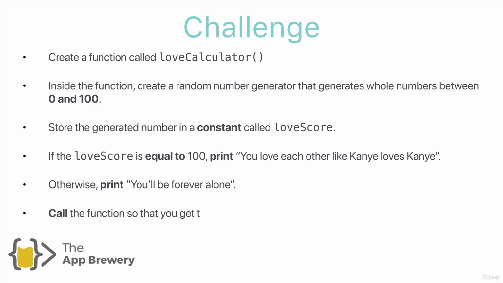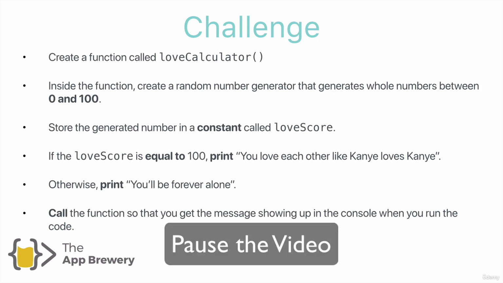Then finally, call the function so that you get a message showing up in the console, and 99 out of 100, it's probably going to say you'll be forever alone. So feel free to modify my messages as you wish. So basically, you'll have two messages, and depending on the condition of the love score, it will trigger either one of those messages. So pause the video and try to complete this challenge.